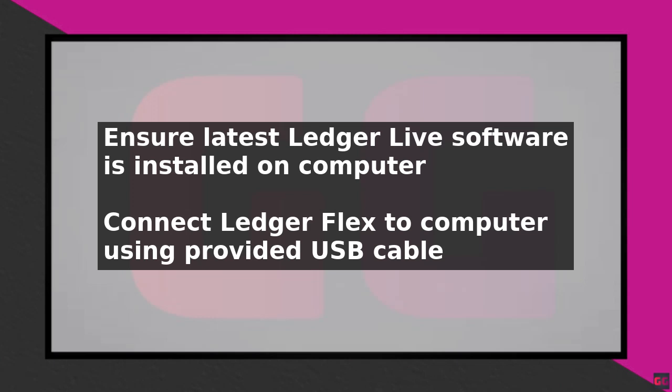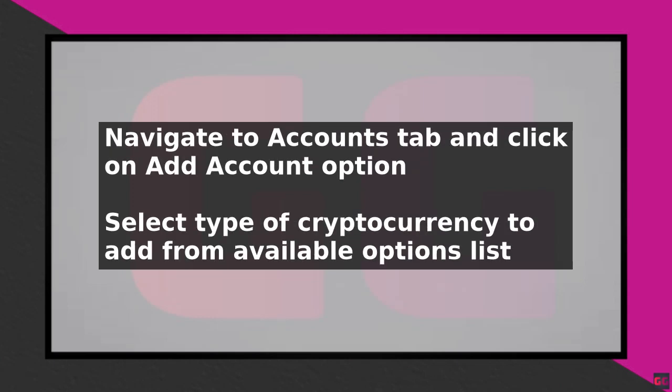Once unlocked, navigate to the Accounts tab in Ledger Live and click on Add Account. This will open a new window where you can select the type of cryptocurrency you want to add to your Ledger Flex. Choose the cryptocurrency you want to add from the list of available options.